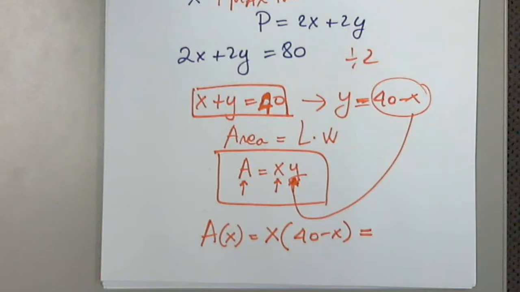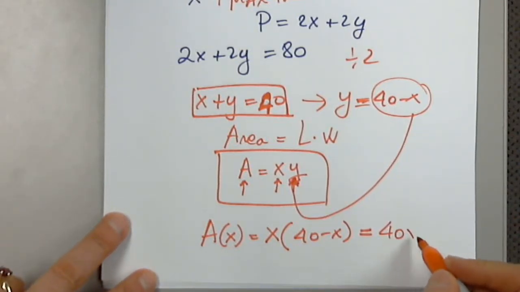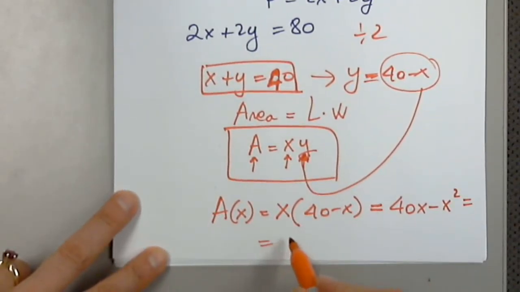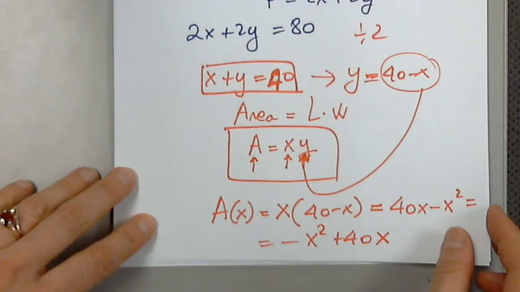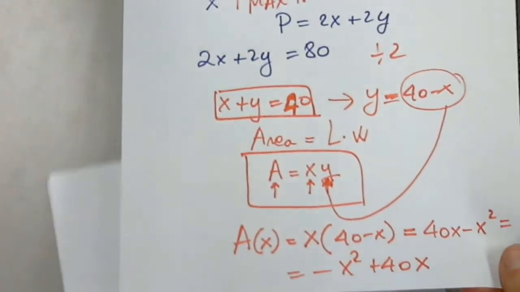I have to distribute, because I really don't see the function yet, and arrange it in descending order. So this is 40x minus x squared. And now when I arrange it in descending order, I see it's negative x squared plus 40x. And now I'm going to think, what type of function is this? I am absolutely certain you know what function it is. I have no doubt.